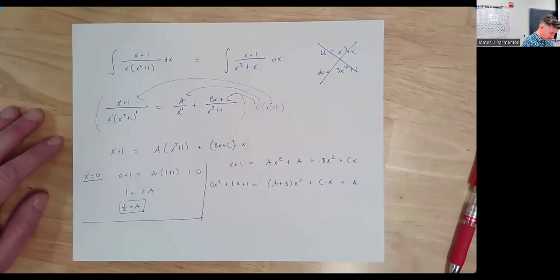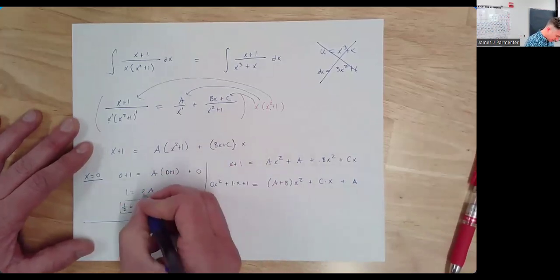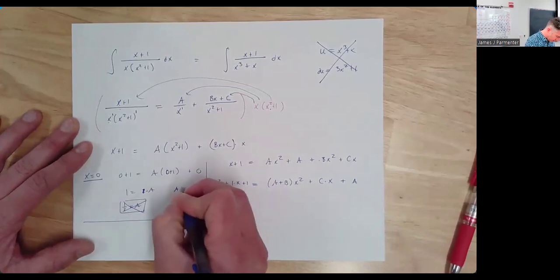Oh, I did. Thank you. So that's why it's good to sometimes look at your work. This should be 0 plus 1. So a times 1 is equal to 1 times a. So we really get a equal to 1. Thank you so much.